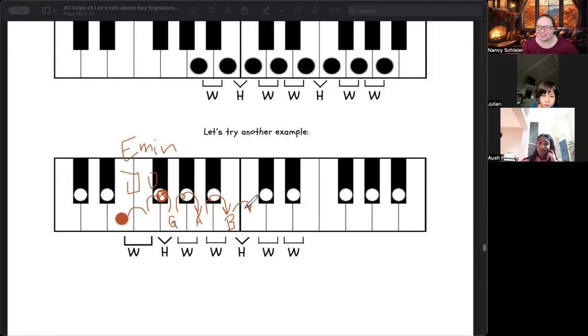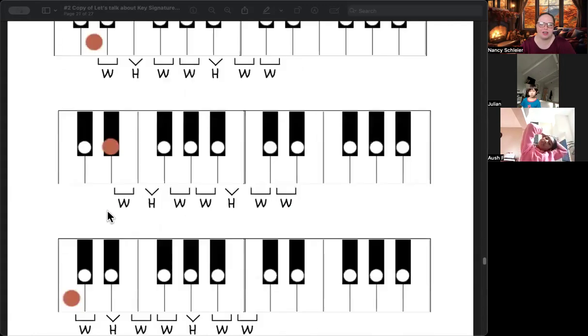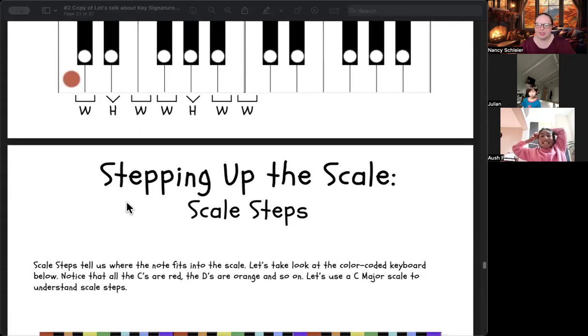All right, good job. And then Julian, what is it? C. C, very good. And then Keslin, what's our next note? D. D, very good. And then Julian, our very, very last note. E. E, very good. All right, very good. And then there are more examples down here.